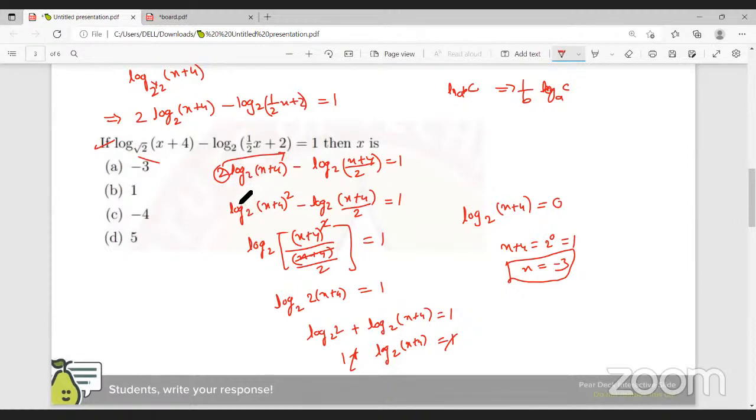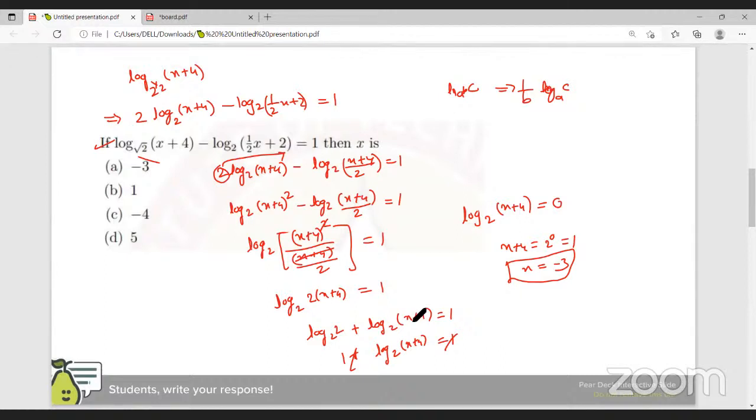So I did that: log base 2 of 2 into (x + 4) is equal to 1. Then the 1 I can write as log 2 base 2. Then I can say 2 to the power (x + 4) equals 2. Sir, is it possible?